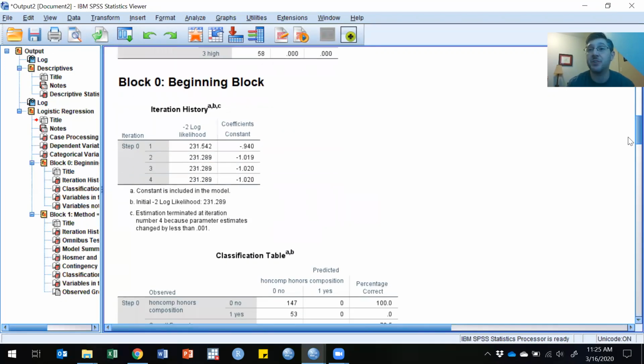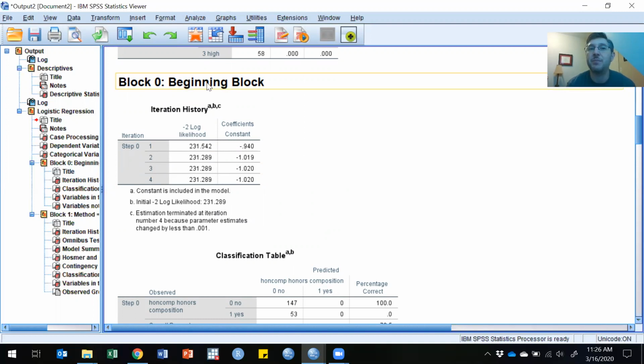Block 0 just gives your iteration history. You could use this log likelihood, or since it's actually -2 times log likelihood, it's also referred to as a deviance statistic. You could take the ratio of this deviance in block 0 and the one in block 1 to calculate that McFadden's R square that I talk about in the notes.